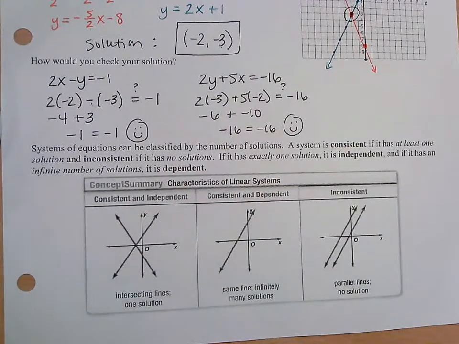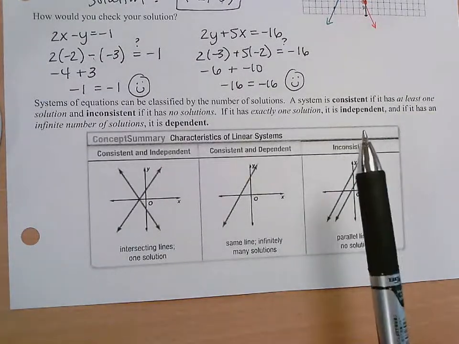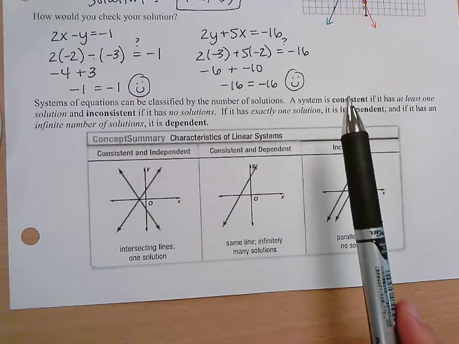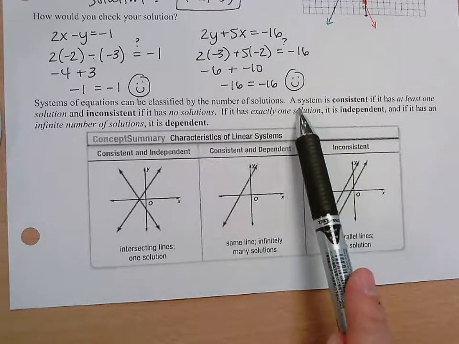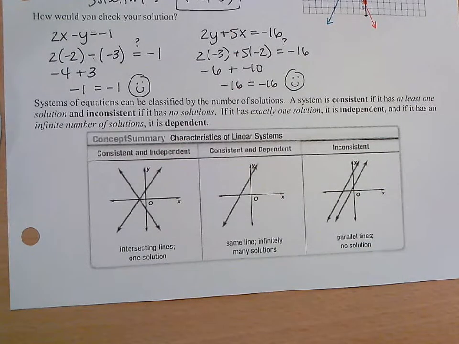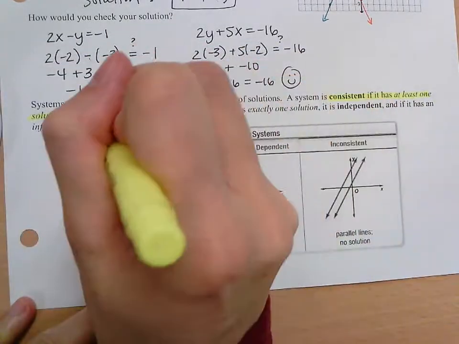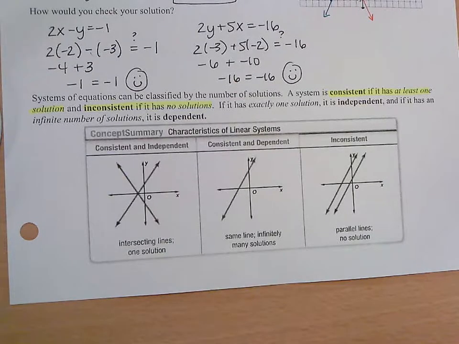All right, then one other thing we do with systems is classifying them by their number of solutions. You may remember these terms from Algebra 1, but a system can be described as either consistent or inconsistent. And then if it's consistent, it's also characterized as either independent or dependent. A system is consistent if it has at least one solution. So consistent means it has a solution, and inconsistent means it has no solutions. So it is possible to not have a solution.